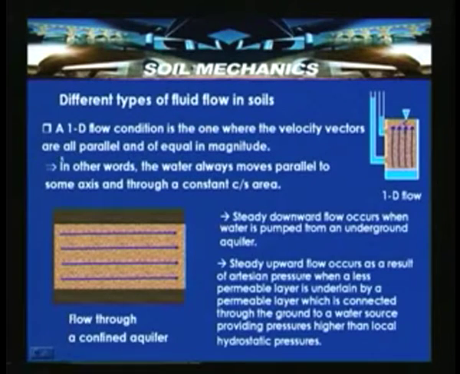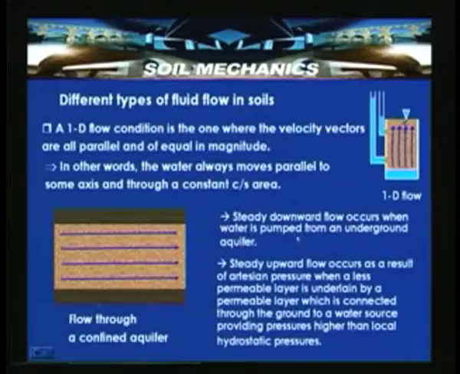A one dimensional flow condition is the one where the velocity vectors are parallel and equal in magnitude. So, in this case, say the flow is occurring with a head loss from point 1 to point 2. This is the flow direction where the flow is taking place. In other words, the water always moves parallel to some axis and through a constant cross section area. So, this is said to be one dimensional flow.